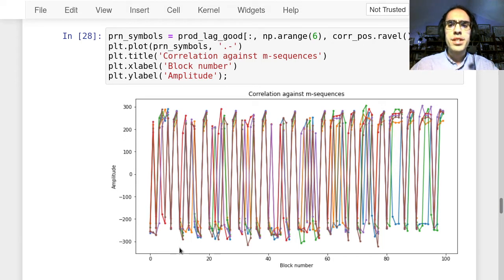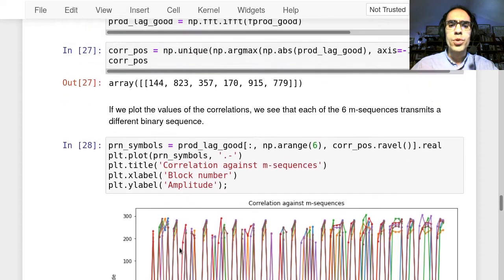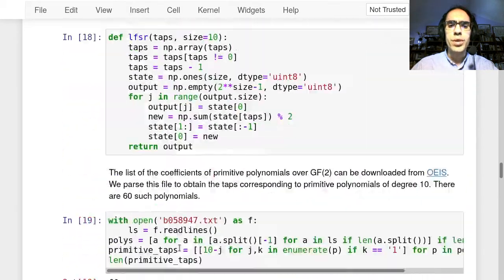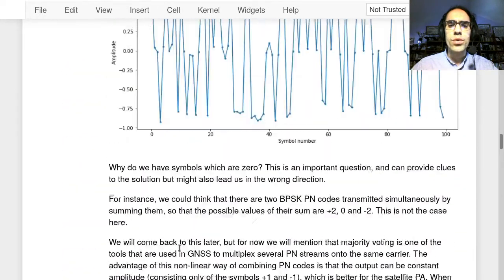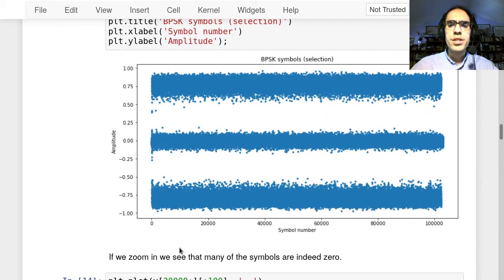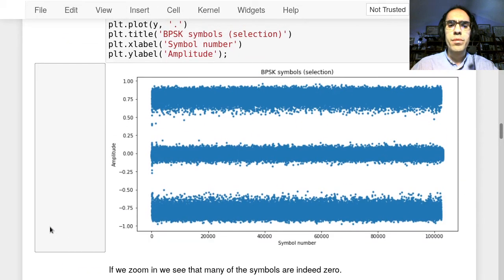What does this have to do with the original data, which is ones, zeros, and -1s? This is something I had always in the back of my mind when trying to crack this, which is something called majority voting. This is sometimes used in GNSS to multiplex several signals. Majority voting is just you have, let's say, 6 signals. Some of them are +1, some of them are -1.